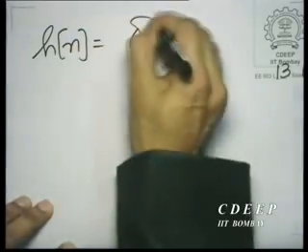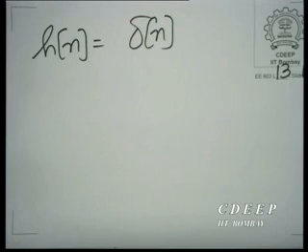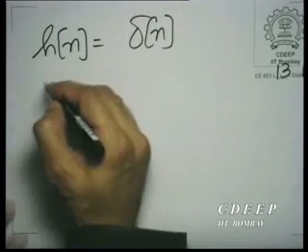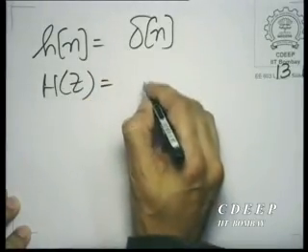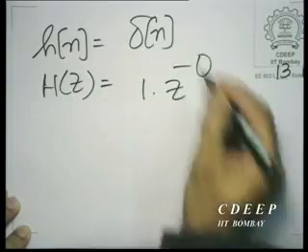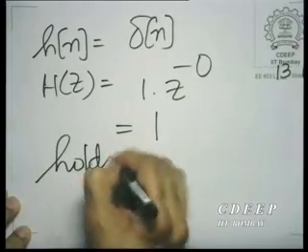Let us take the sequence h[n] is equal to delta[n], the simplest possible sequence that we can conceive of, the unit impulse sequence. The Z transform of this sequence is very easy to see. It is essentially 1 into Z raised to the power minus 0, which is 1. And this holds true for all Z.